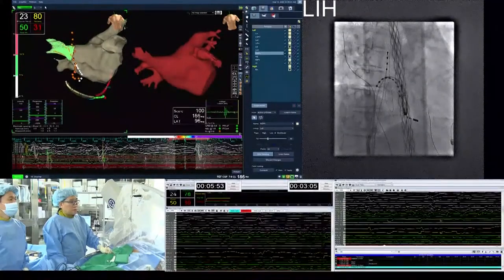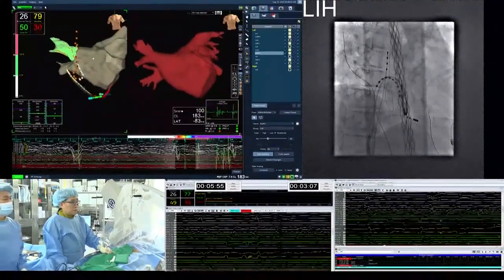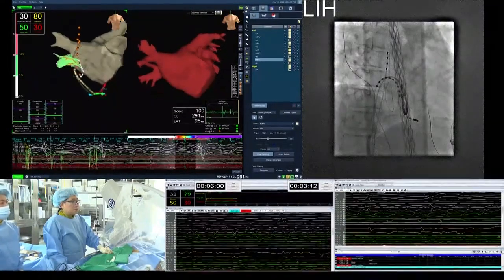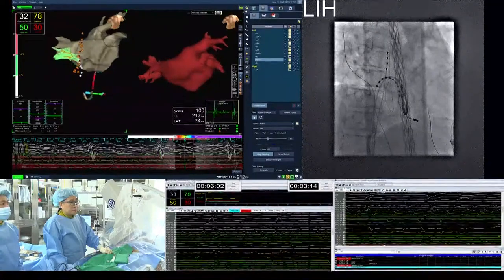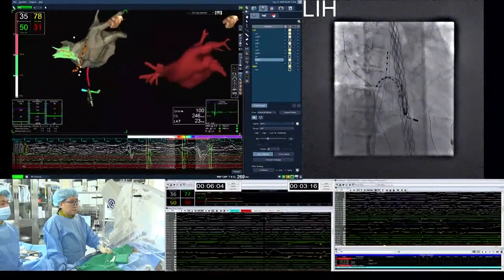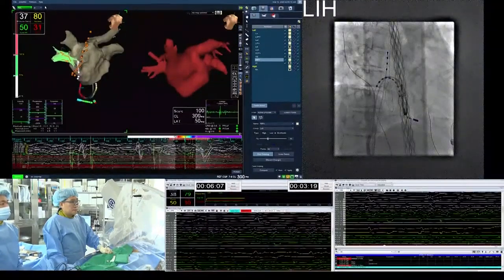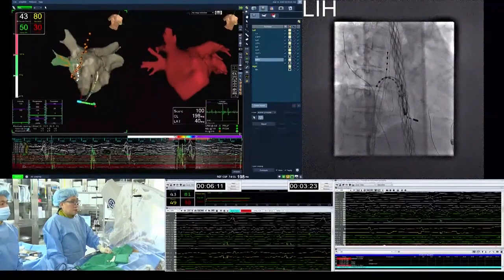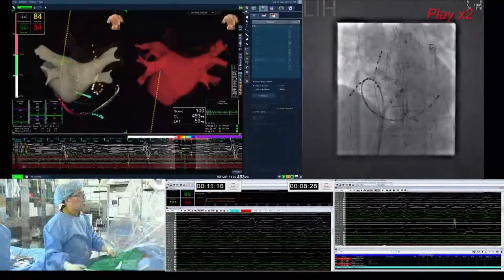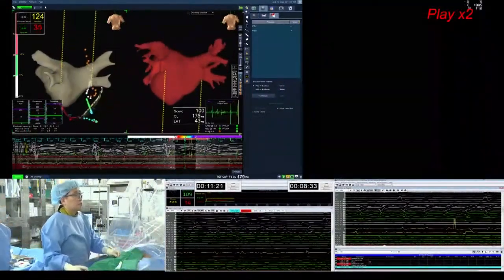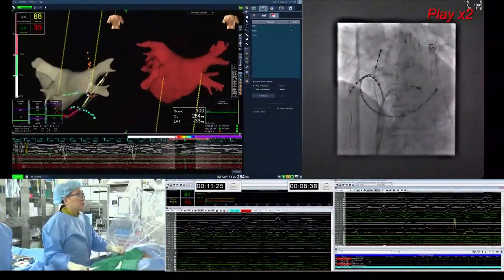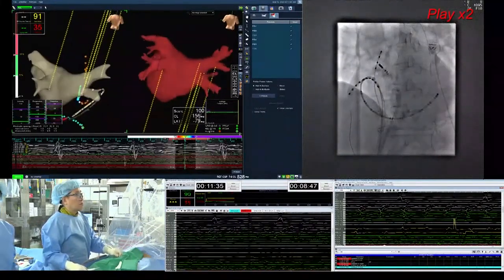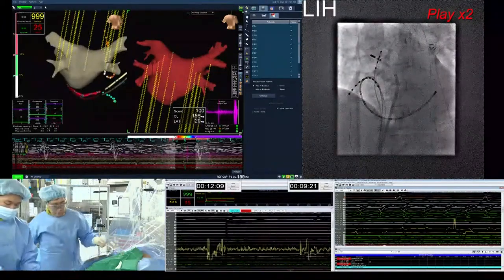So after the CTI ablation, the rhythm is still atrial fibrillation. After finishing the PV isolation, make a sinus rhythm, then we will recheck the bidirectional block at the end of the procedure. Okay, this is the SVC septal line and CTI ablation lines. And still the FC is merging the 3D geometry with the CT scan.